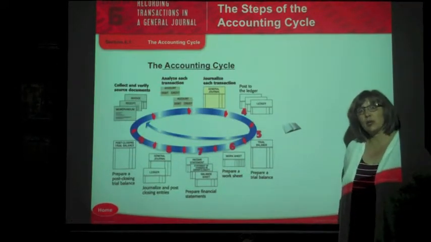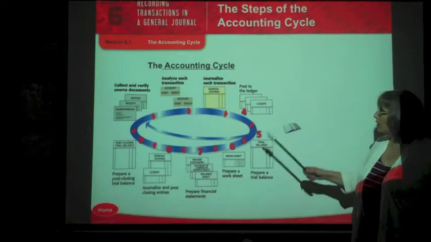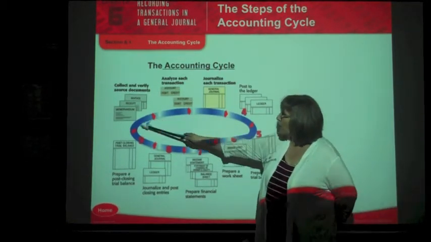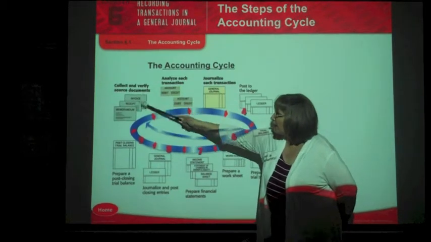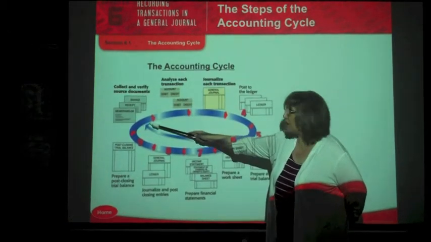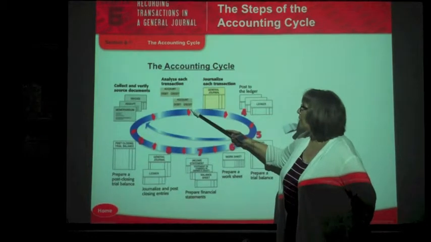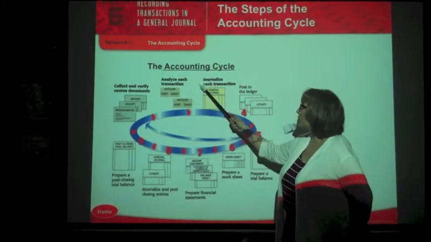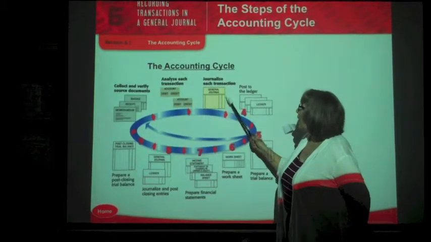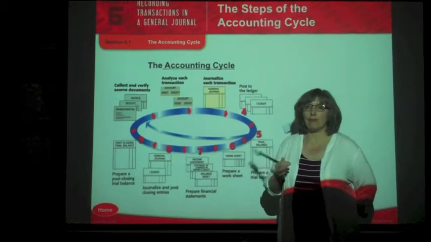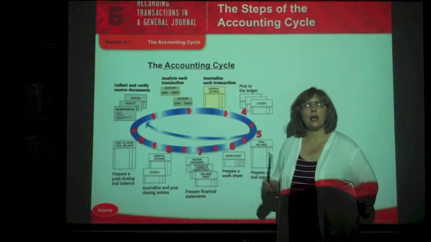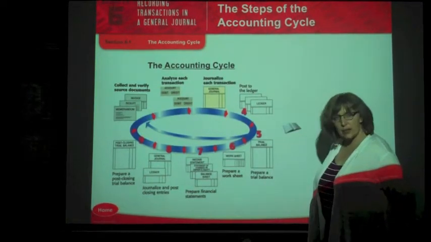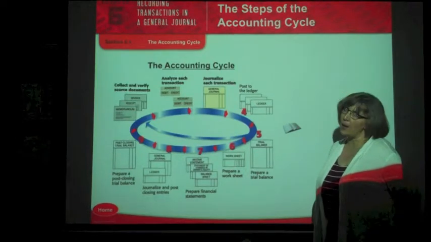The first form that we're going to be using is a journal. If you take a look at our accounting cycle here, we start with collecting and verifying source documents. We're going to be talking about that just a bit. Analyzing transactions, and then step 3 is to journalize the transactions. The journal is like a diary. It's a chronological order of all of the transactions in the order in which they happened.